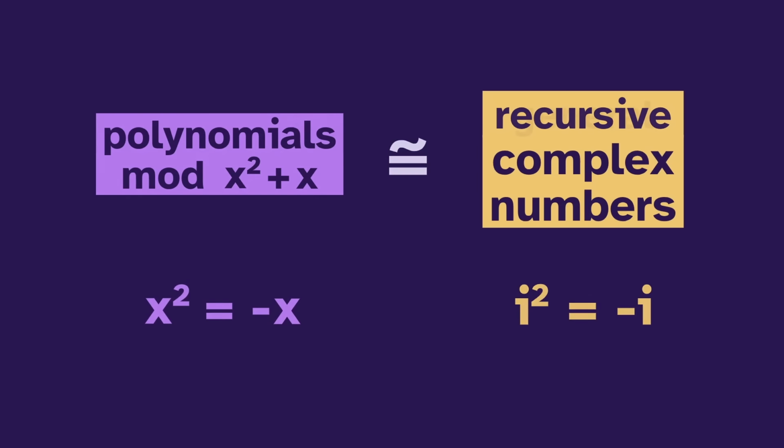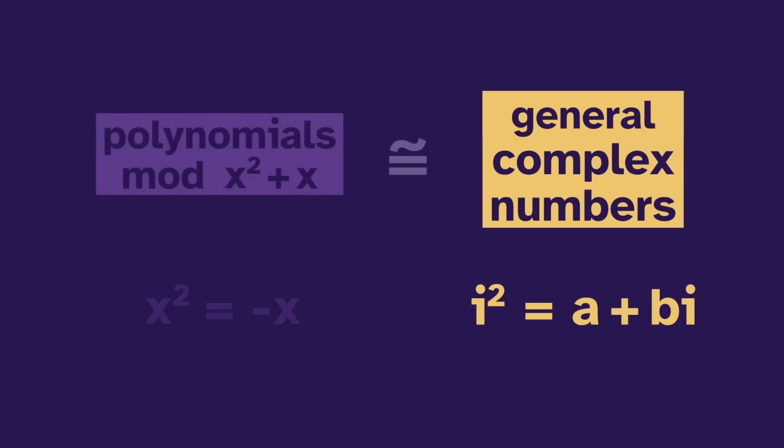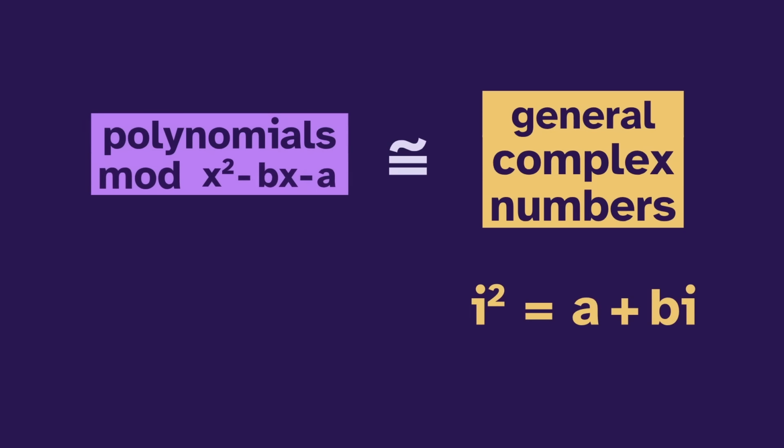Last time we also explored more general complex numbers, where i squares to any a plus bi. This can also be done with modular polynomials, using x squared minus bx minus a as the modulus. This general modulus allows x to have any square. But we can generalize even further.